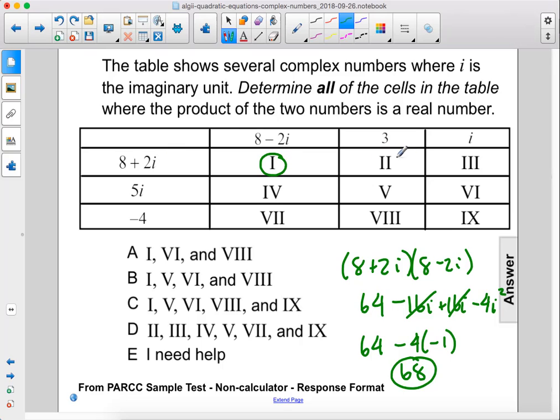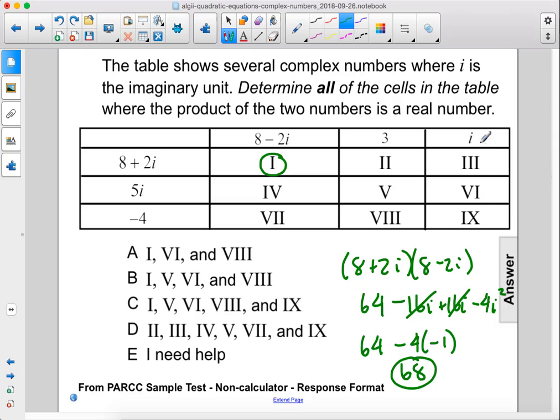This, however, won't, because if you multiply this times 3, we still are going to have an i in there. If we multiply this whole thing by i, we're still going to have an 8i, so these two aren't going to result in real numbers. 5i times 8 minus 2i will not result in a real number because this would leave us with 40i. 3 times 5i is going to be 15i, which is not a real number.